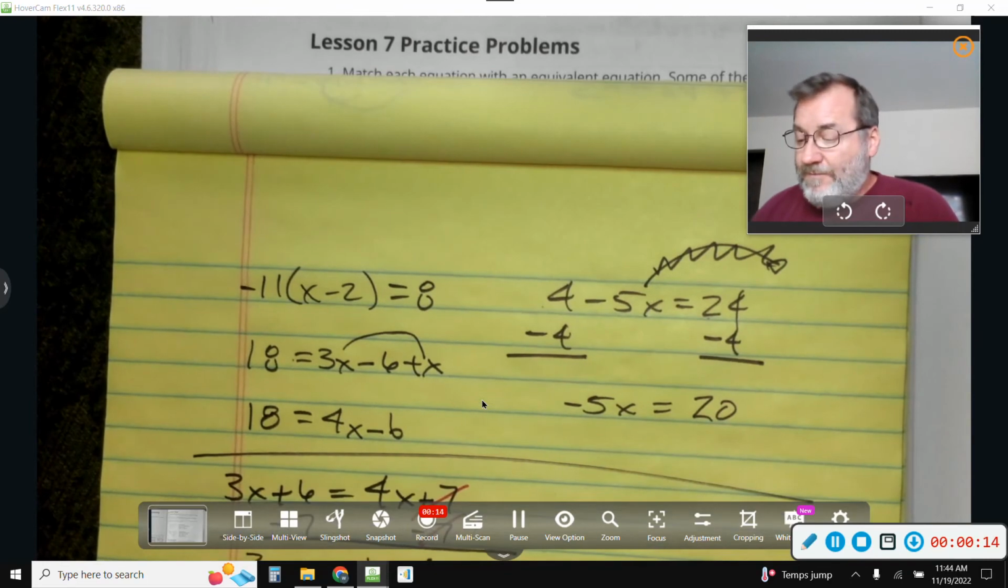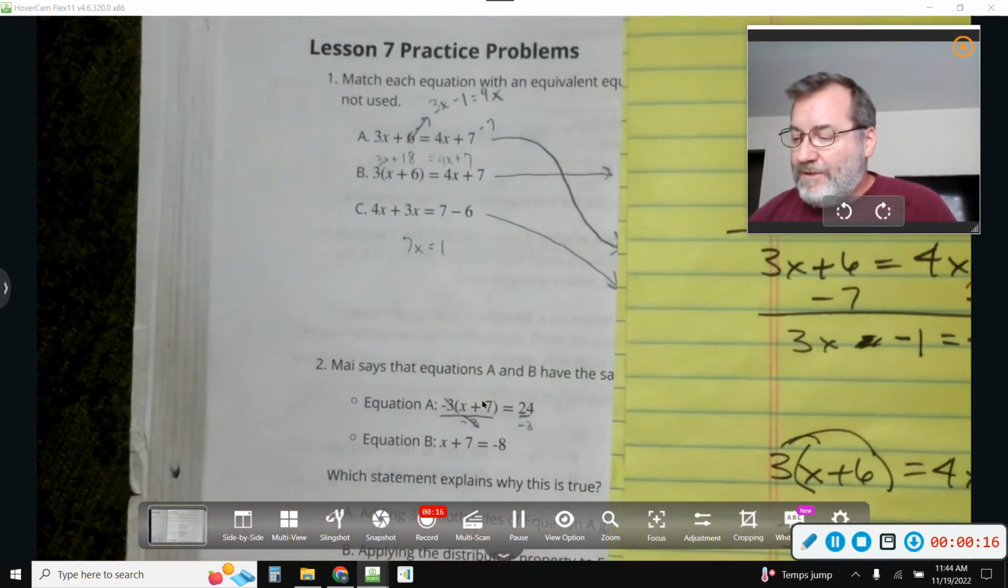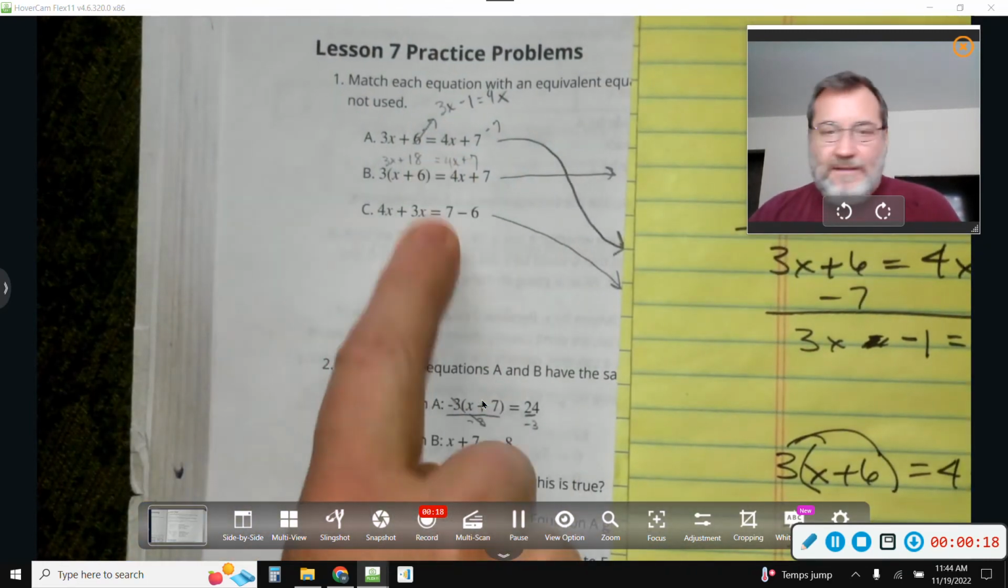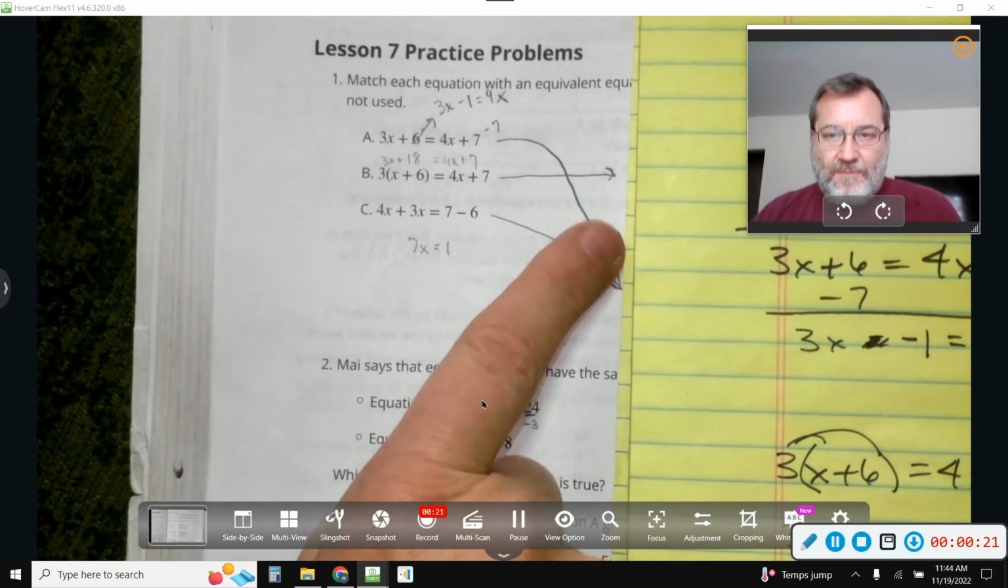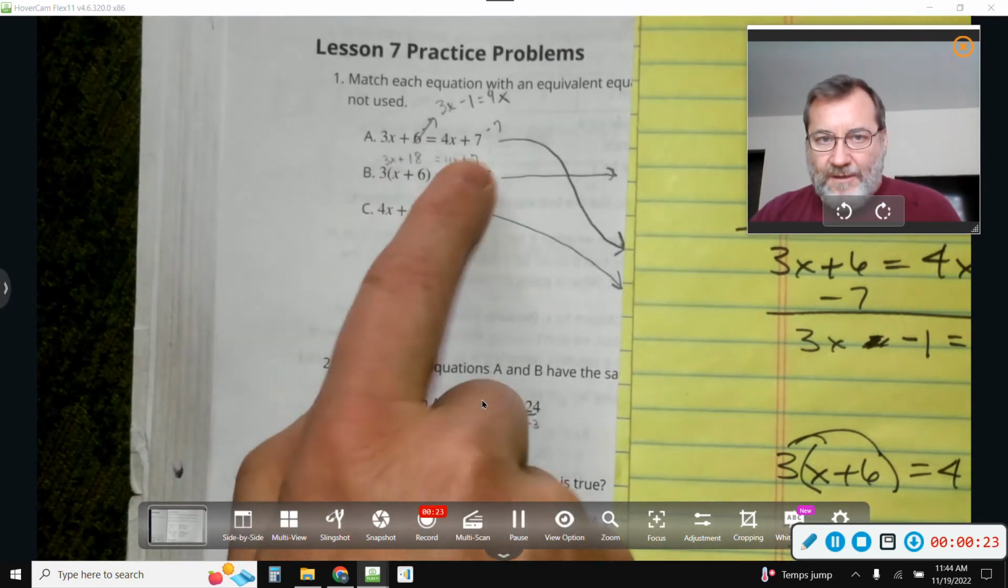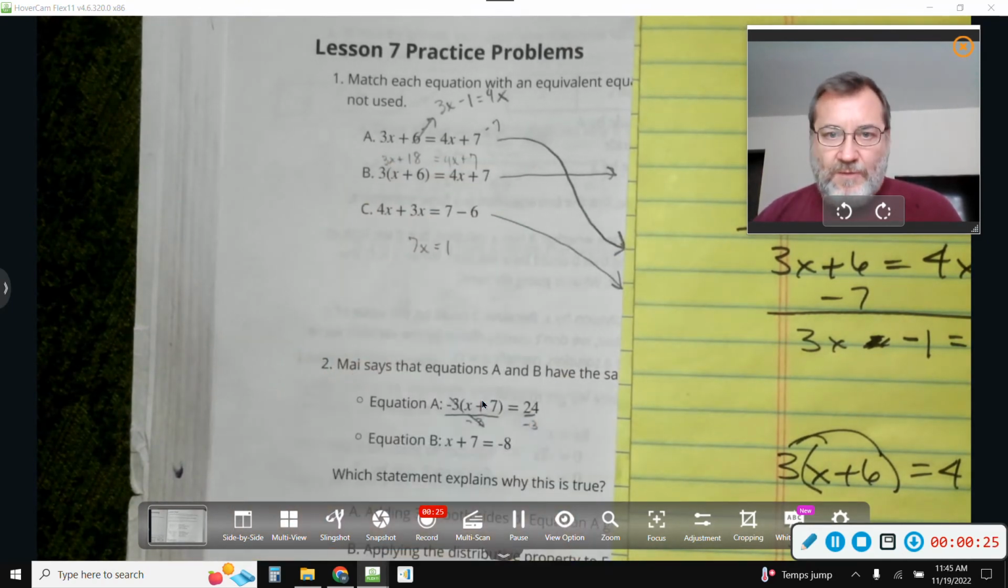All right. So for this first one, what they want you to do is to basically take these equations and see if you can match them up to the ones on the right. So we're going to go through each individual one and just do a little quick simplification for them.